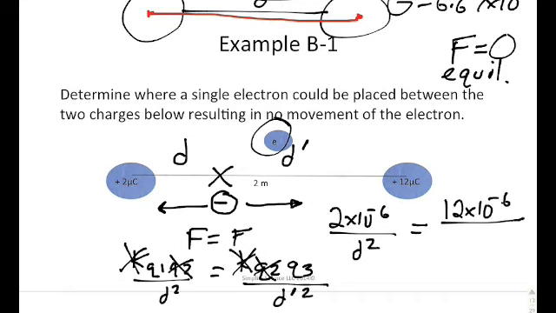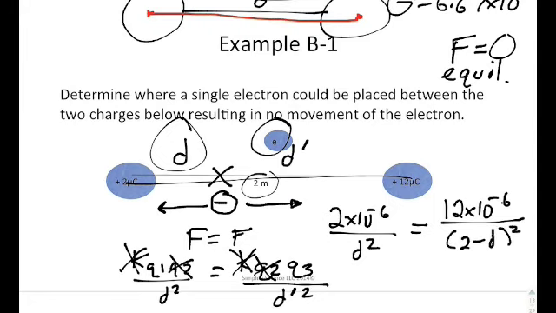But instead of writing D prime squared, I'm going to do something a little bit different. If this is D and the whole thing is 2, I can represent this as 2 minus D squared. By doing that, I've eliminated a second variable. Instead of D and D prime, now all I have are D's. So now I can cross multiply and divide.